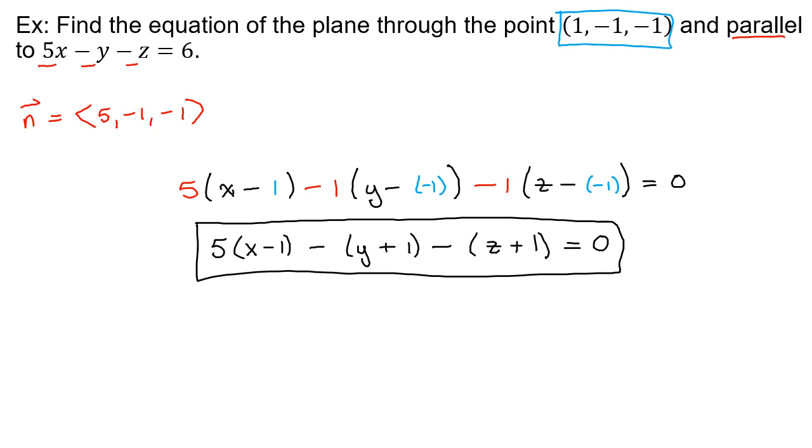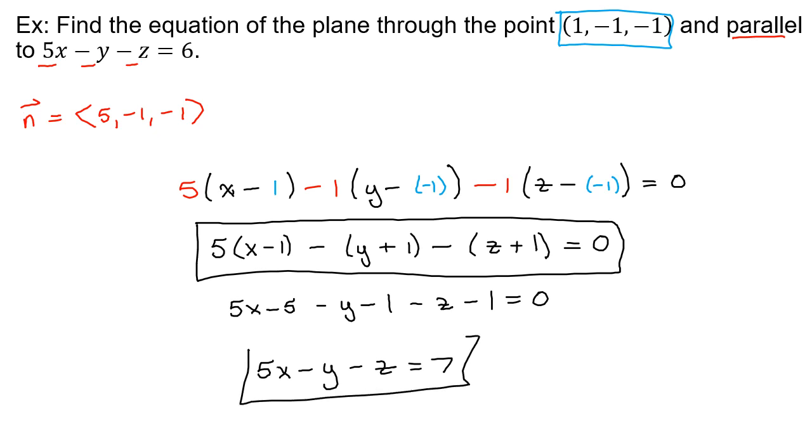And again, if you wanted to go another couple steps and say this is 5x minus 5 minus y minus 1 minus z minus 1 equals 0, I get 5 and 1 will make 7, negative 7. So if you move it to the other side, you'd have a positive 7. So you could write this in this form if you'd rather make it look a little bit different. But both forms are correct.